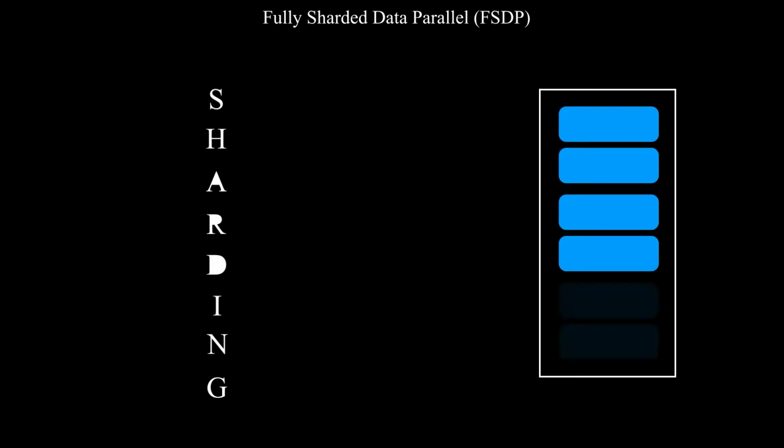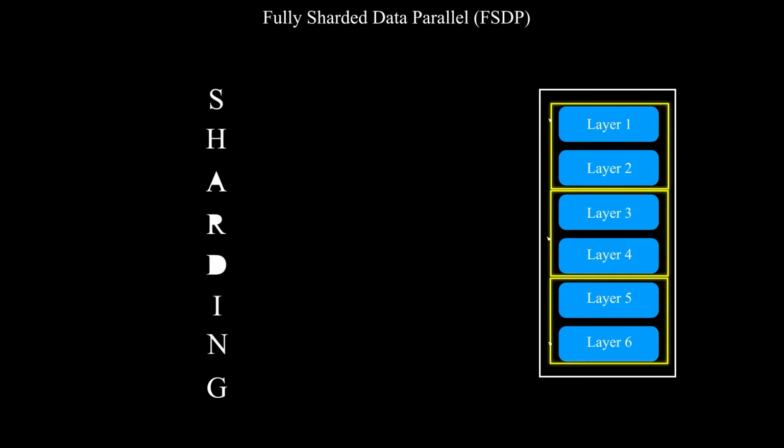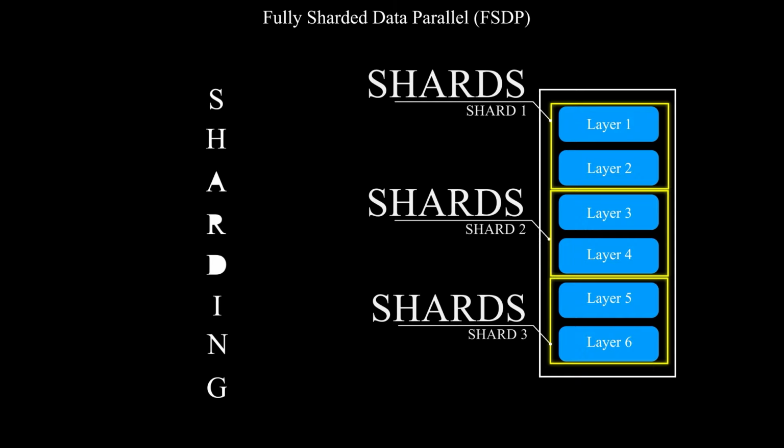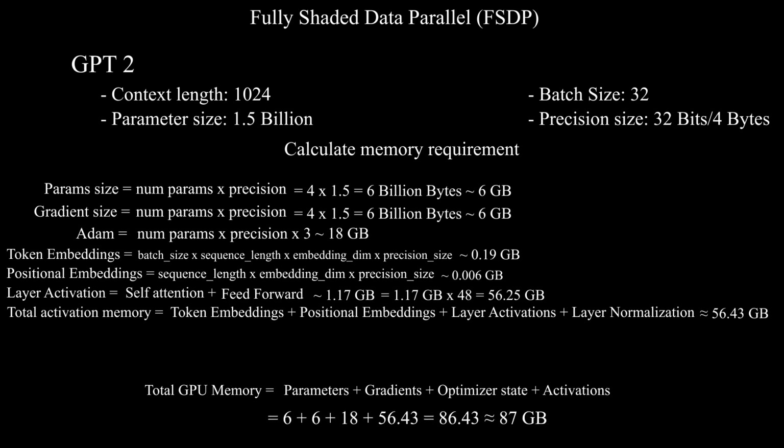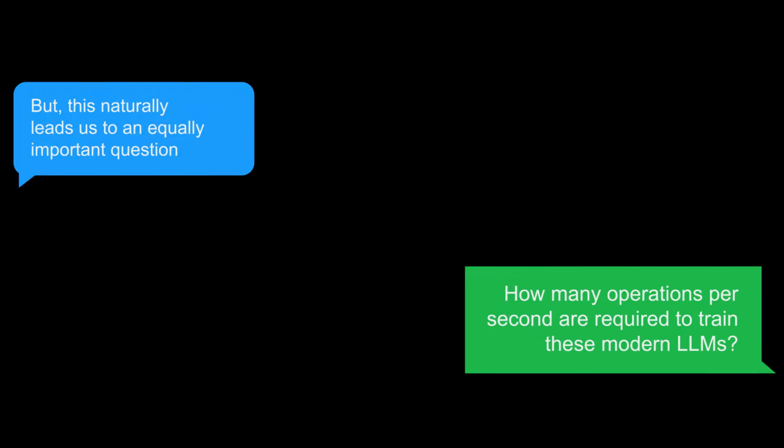In the previous video, we explored how researchers tackle the challenge of training large language models using a technique called sharding. We also calculated the memory requirement for those models using GPT-2 as an example. Though GPT-2 is now 5 years old, it still requires an enormous amount of memory and we know exactly how much. But this naturally leads us to an equally important question. How many operations per second are required to train these LLMs?